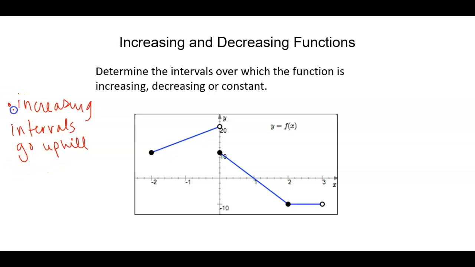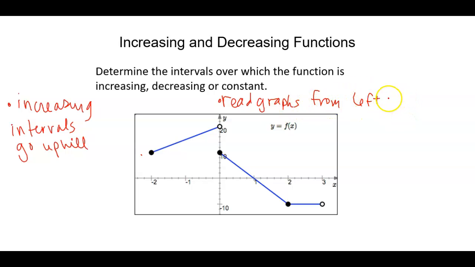So when we're doing this, we have to kind of look at our graph. Like if I'm going from left to right here, this is going uphill. But if I'm going from right to left, it would be going downhill, right? So it depends on which direction I'm coming from. So it's always really important to read graphs from left to right.